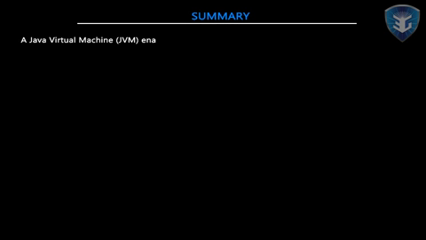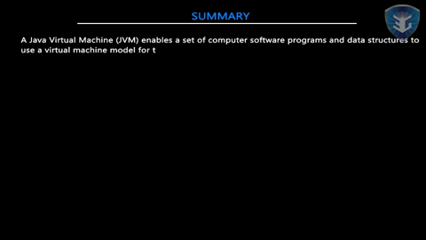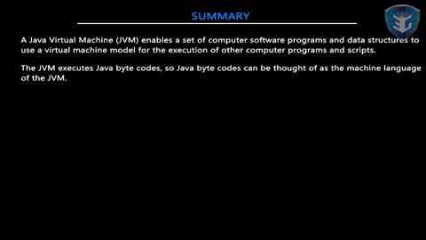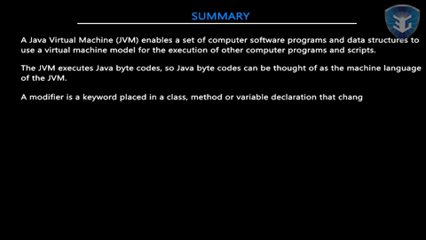Now in the end, let us summarize what we have learned in this lecture. A Java Virtual Machine, JVM, enables a set of computer software programs and data structures to use a virtual machine model for the execution of other computer programs and scripts. The JVM executes Java byte codes, so Java byte codes can be thought of as the machine language of the JVM. A modifier is a keyword placed in a class, method, or variable declaration that changes how it operates.